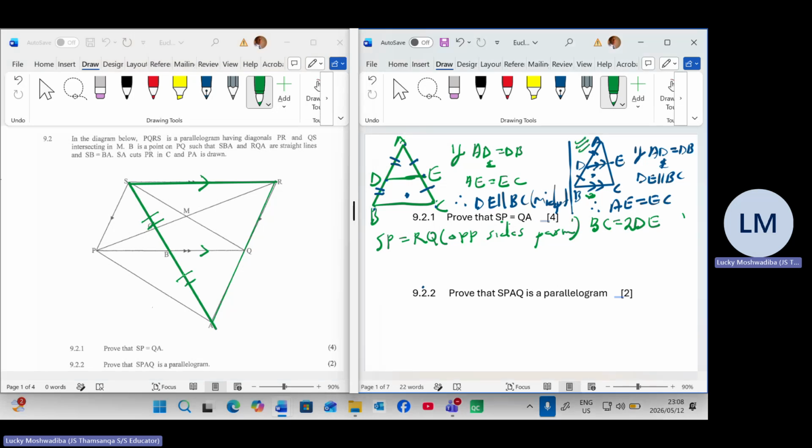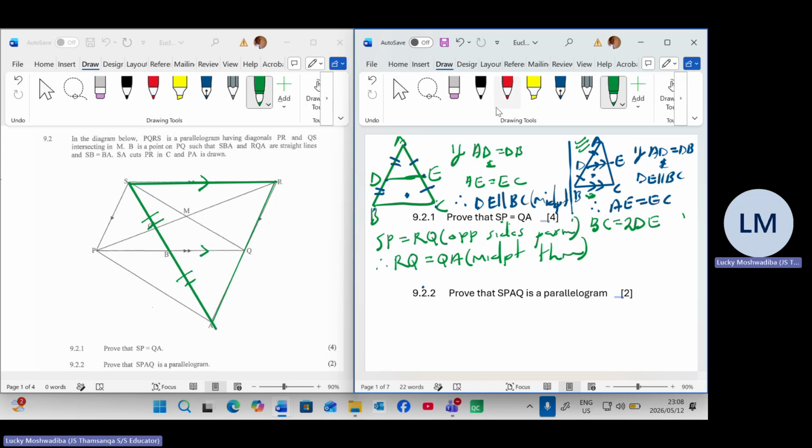Now we can clearly see we have a second scenario of our midpoint theorem here. We are given two sides that are equal, and then we are also given another pair of sides that are parallel. We can then draw a conclusion that AQ or RQ, whichever you write it, guys, RQ will equal QA. Your reason will be the midpoint theorem.